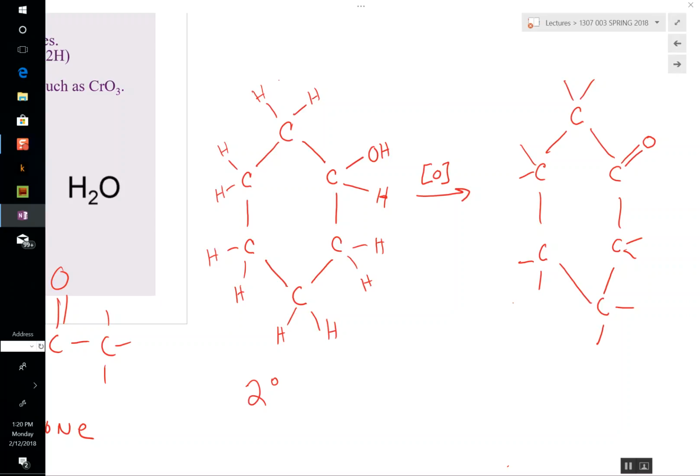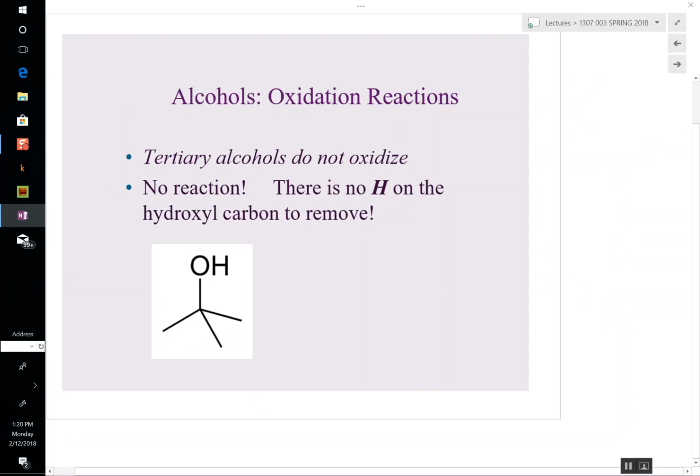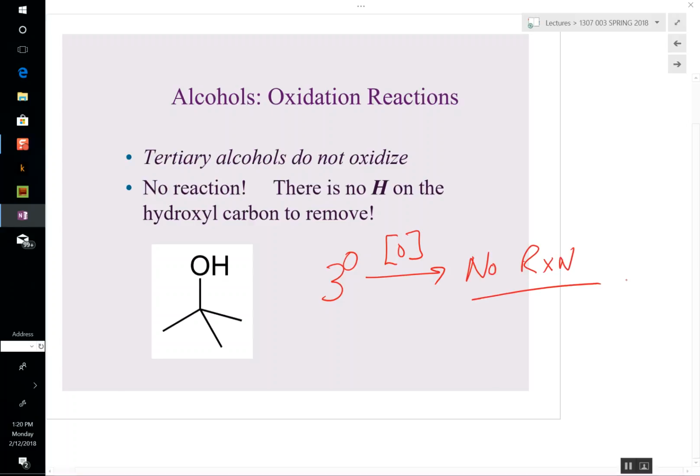Okay, you ready? Here's the tough one. You ready for the really tough one? Tertiary. Tertiary alcohols. No reaction. They don't oxidize. Okay? They don't oxidize.